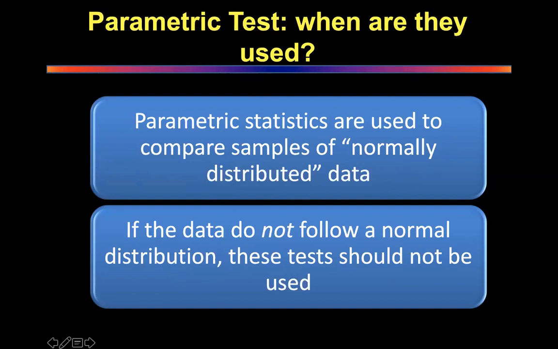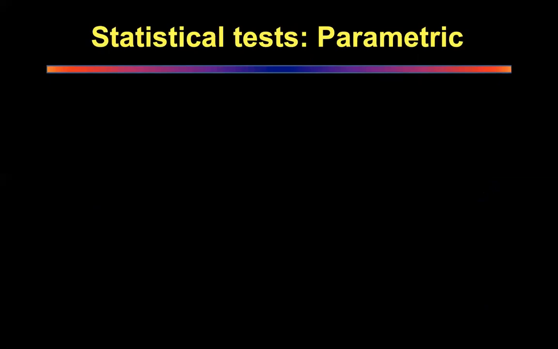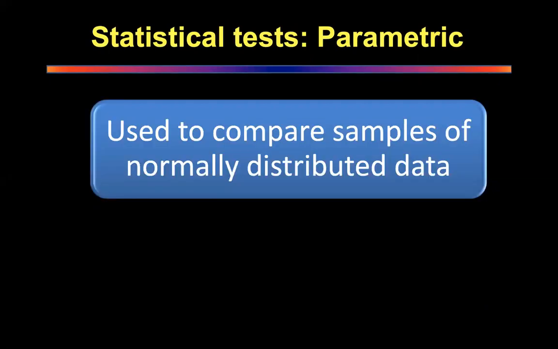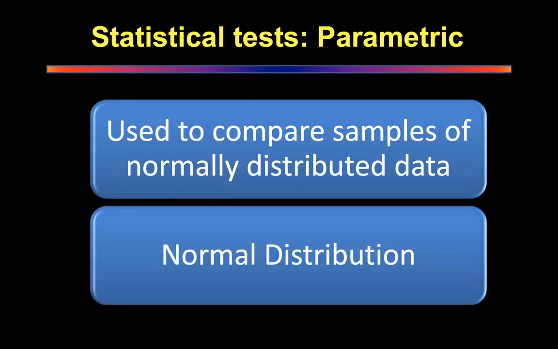Did this statement make sense? Simple. Okay. This is a fact. I can't change this. This is a fact. So they are used to compare samples of normally distributed data. Normal distribution, that is the key thing. So whenever you talk about parametric tests, you have to say we are using normal distribution.